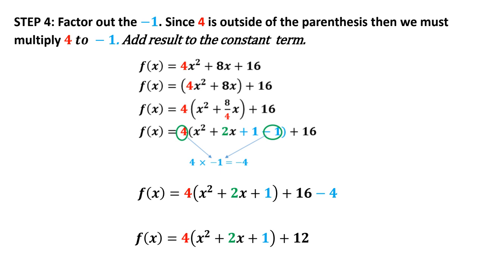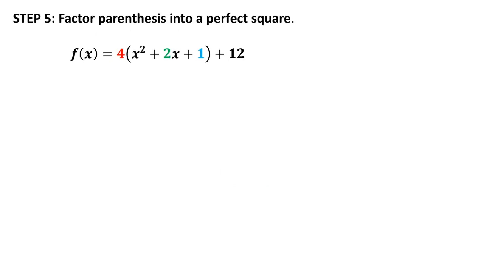So I'm going to multiply. 4 times negative 1 is a negative 4. Now that belongs outside the parentheses, okay? So if you see here, now I'm only left with what I wanted. I wanted this inside just to have x squared plus 2x plus 1, okay? And the reason why we wanted that is because what's inside these parentheses here is what's called a perfect square.